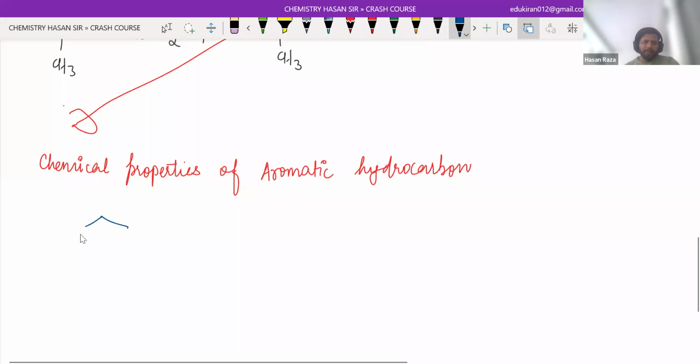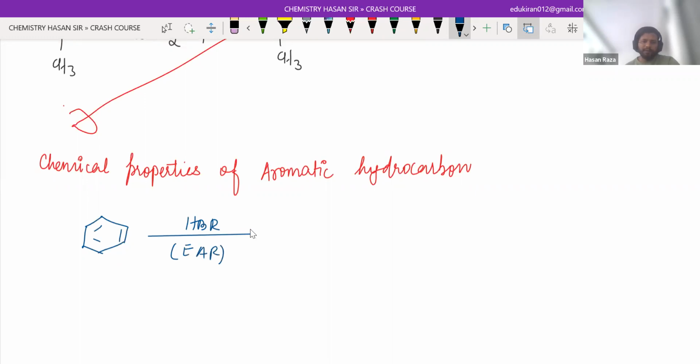So you can see if you have a benzene ring like this, and if you are going to react this with the HBr, that means electrophilic addition reaction. So what will happen? Basically, one of the double bonds will be broken, and this is what you will get. The rest of the bonds will be as they are. Hydrogen will be added, and bromine will be added.